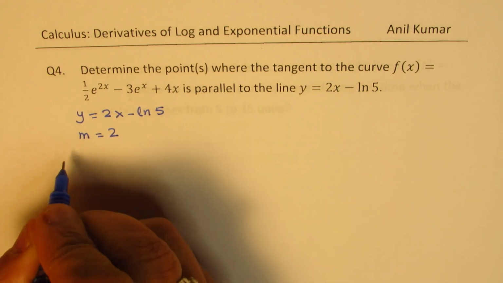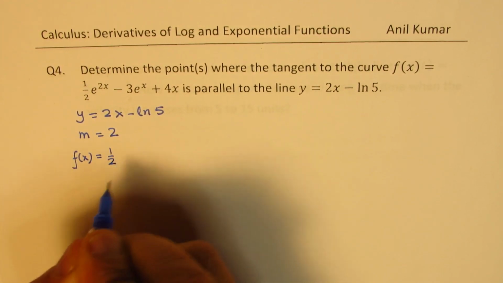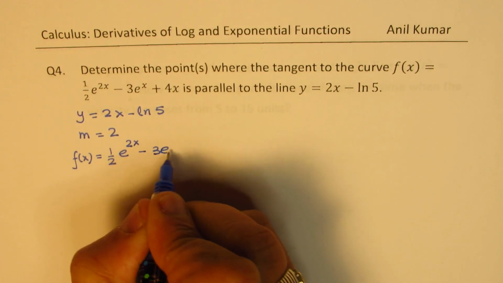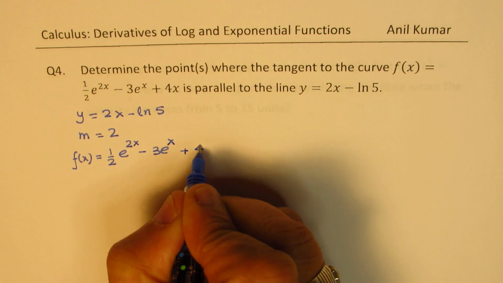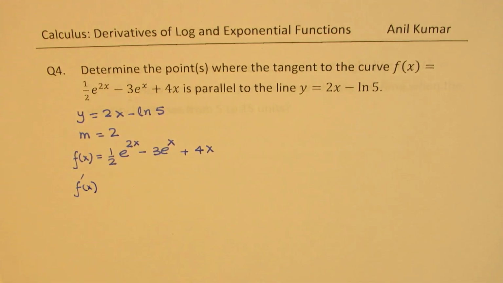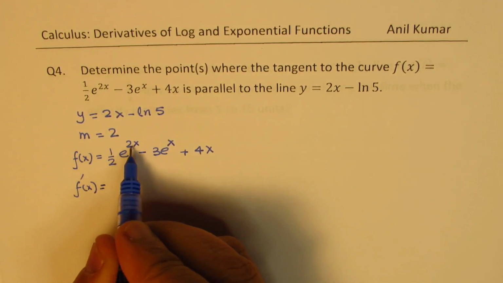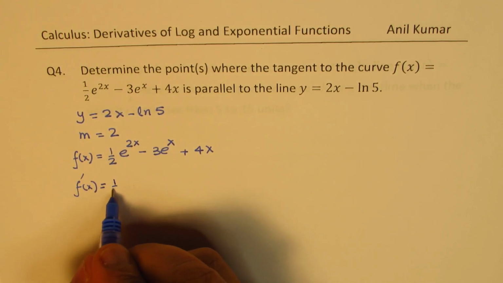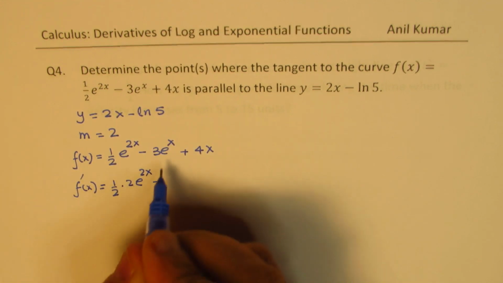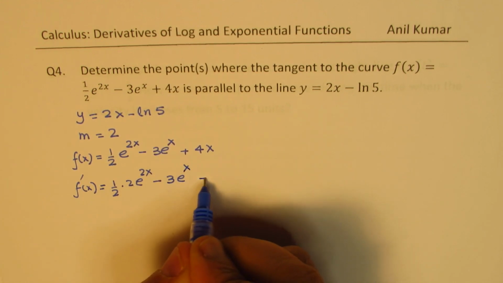We are given another function, which is f of x equals half e to the power of 2x minus 3 e to the power of x plus 4x. The derivative of this particular function we need to figure out, which is going to be equal to, when you do this, 2x becomes half times 2 e to the power of 2x minus 3 e to the power of x plus 4.